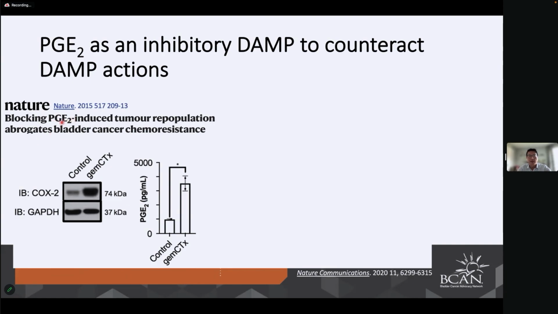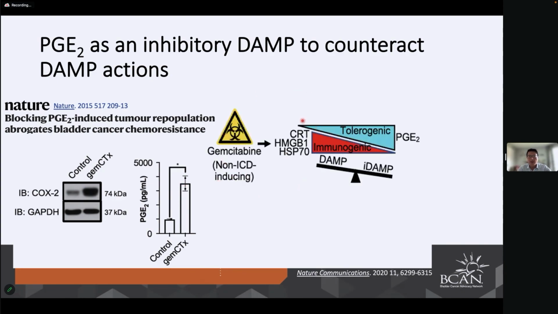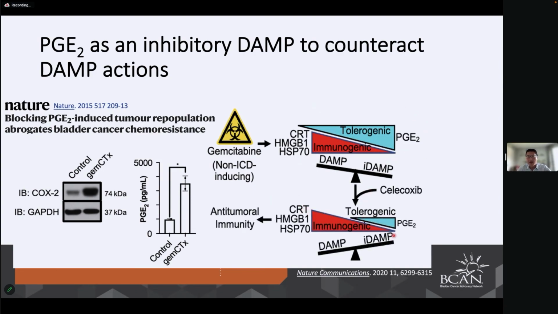a mitogen that is released by dying cancer cells to induce repopulation of residual cancer stem cells. And we found that in this syngeneic mouse model, this COX-2 and PGE2 pathway is also induced. So we hypothesize that in addition to the dogma where investigators show that DAMPs are the predominant determinants of immunogenicity versus tolerogenicity, there is an inhibitory DAM pathway, and therefore a balance of these DAMPs and iDAMPs, inhibitory DAMPs, in the tumor microenvironment determines tolerogenicity or immunogenicity.